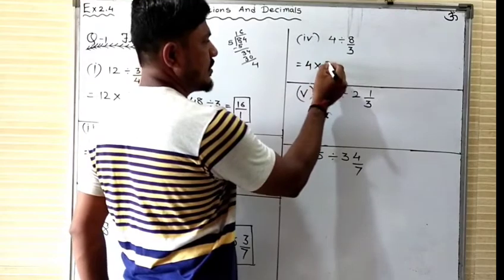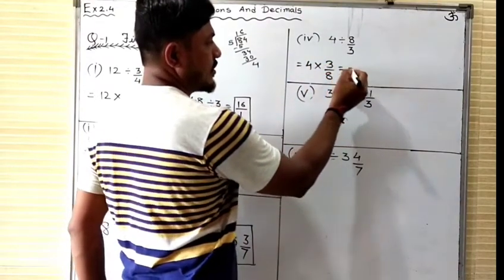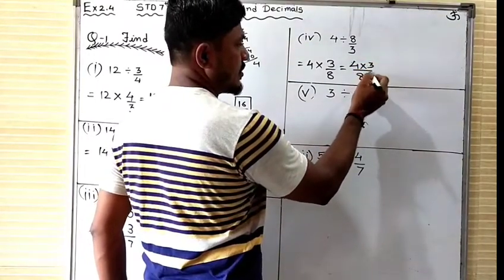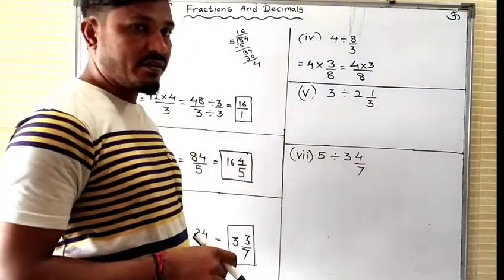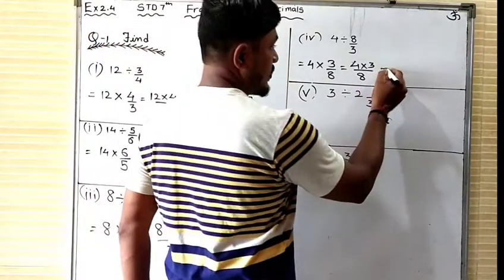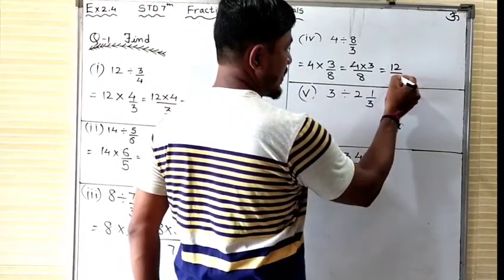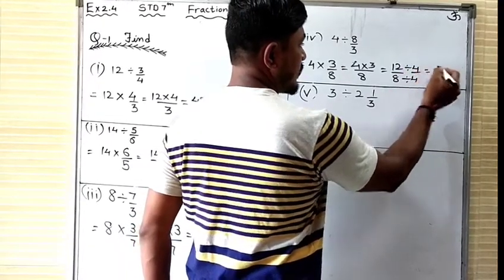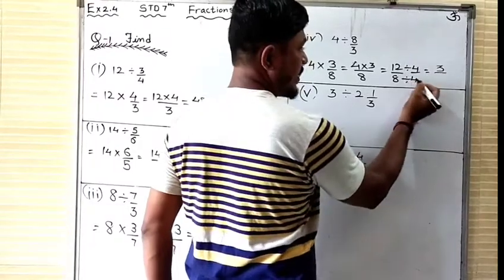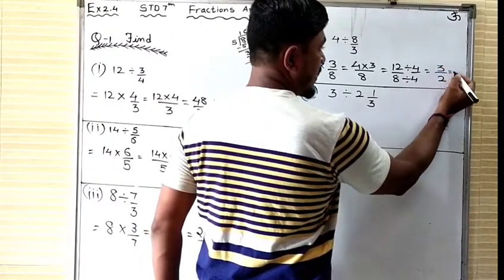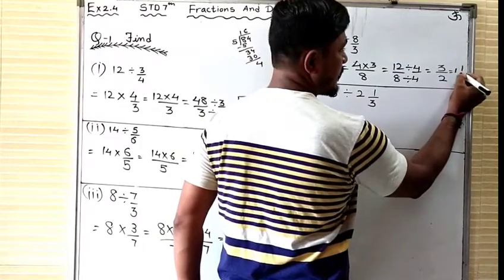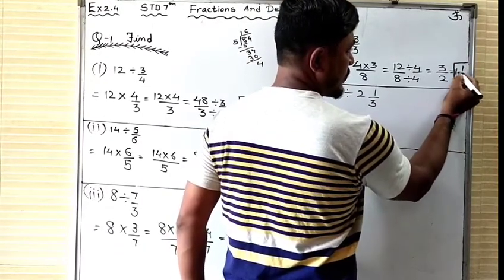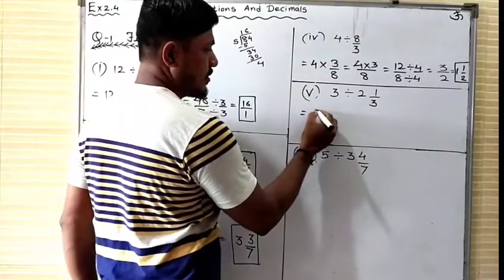4 multiply by 3 by 8. That is 4 3s are by 8. Here dear student, highest common factor is 4. 3 4s are 12 by 8. Divided by 4. So 12 divided by 4 gives 3, 8 divided by 4 gives 2. And you are getting 3 by 2. That is 1 integer 1 by 2. 2 ones are 2 plus 1, 3. Then 3.